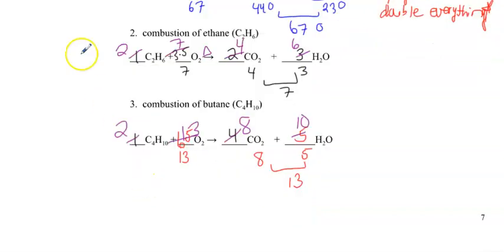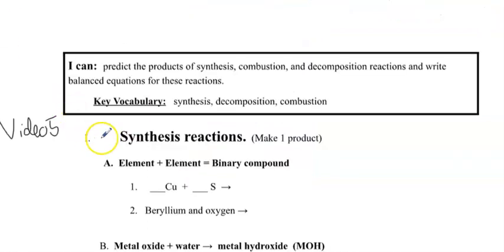So that's the end of our identifying reaction types. So far in Chapter 8, you've learned how to write chemical equations using the correct symbols, how to balance, and how to identify types. Our next videos are going to pick up here, video 5. We're going to be able to predict the products.